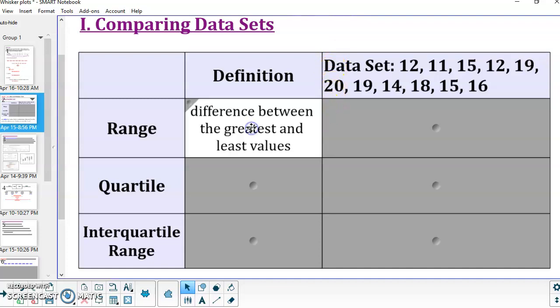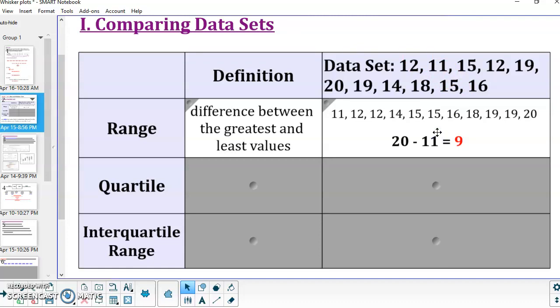The first one is range. So range is the difference between the greatest and least values. So you're going to take your max and you're going to subtract your minimum from it, and that's the range of data. So that's the numbers that this data would span, right? So there's 9 numbers between 20 and 11. So that's my range of data.